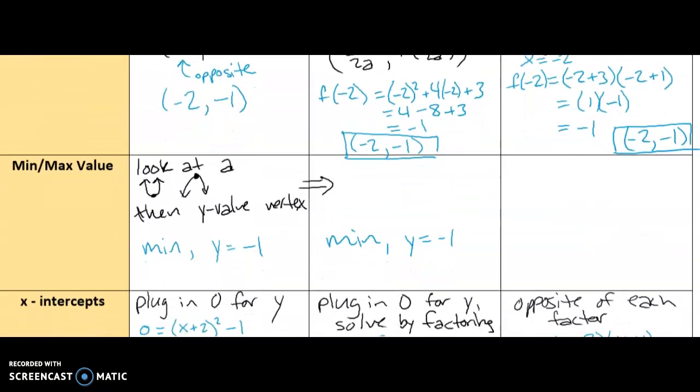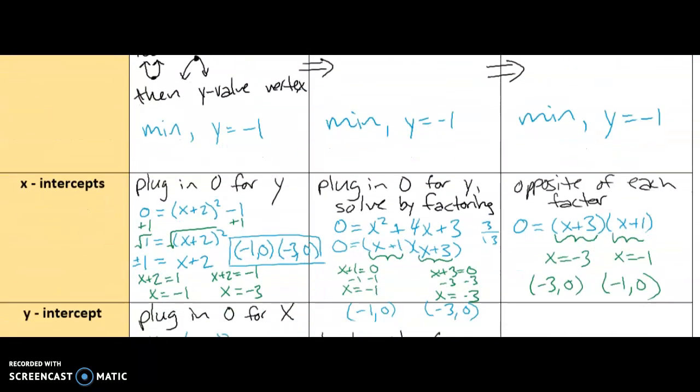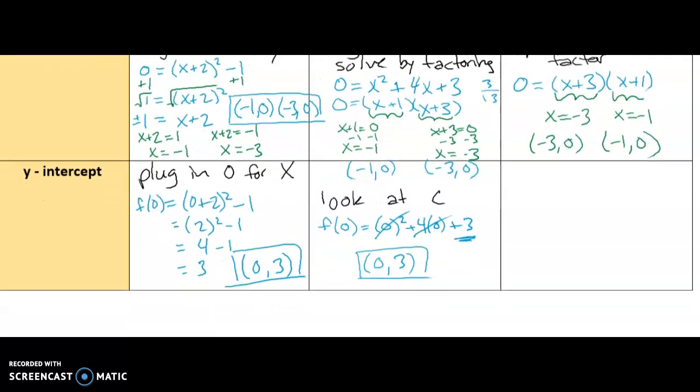All right, minimum maximum value. Guess what? It's exactly the same. So we know that our A was positive, and that gave us a minimum, and the y value of our vertex is -1. Okay, we've already found our x-intercepts, so the last thing we have to do is find our y-intercept, and it's actually pretty easy in this form.